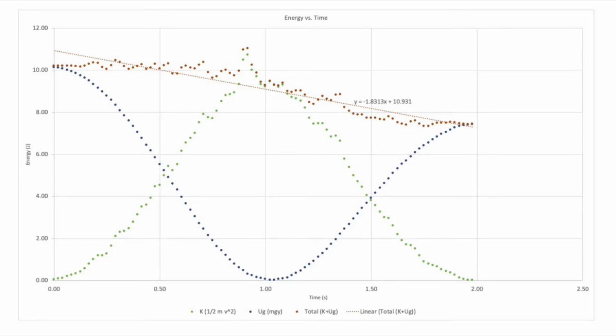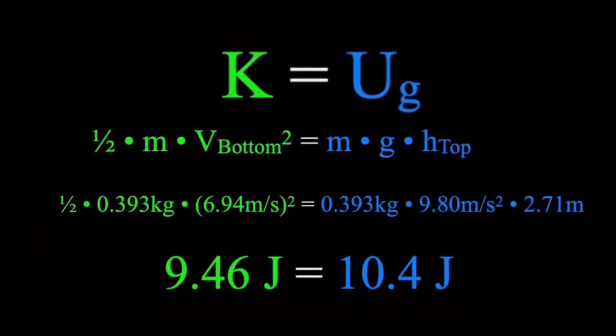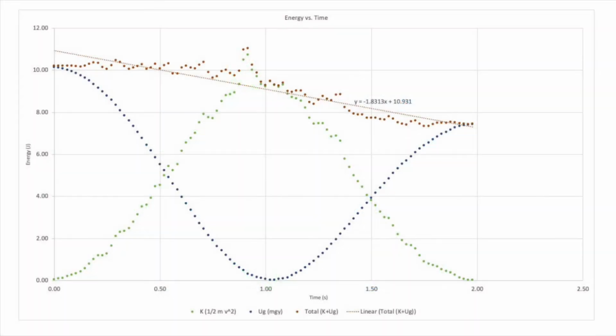From this graph, we can clearly see the inverse relationship between kinetic and potential energy. For the trend line at the top, which was all of the values of total energy, you can see that it is slowly decreasing. This is why our values are not exactly equal to each other. We were able to determine from the slope of that line that approximately every second, 1.83 joules of energy is being transformed into other forms of energy, like thermal energy in the form of air resistance.